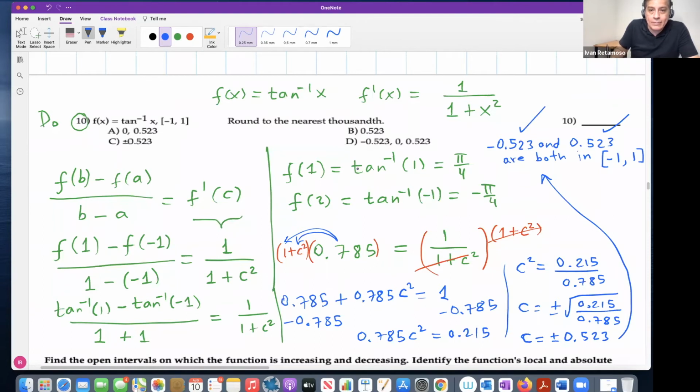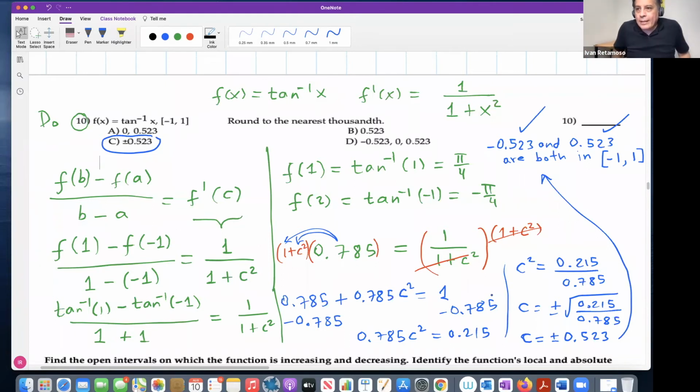Therefore, the answer that you have to choose is this. Be careful, guys, plus and minus 0.523, right? Not the one including 0, not the one by itself, positive, but this, plus and minus, both. Yeah, very tricky question, guys, but it's the way it is for the application of the mean value theorem.